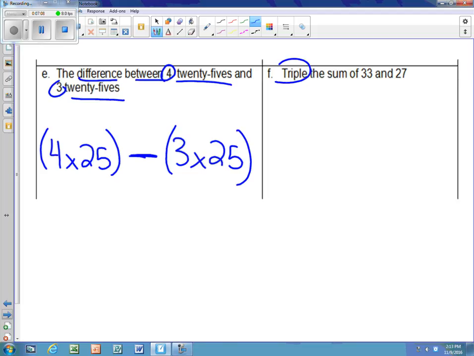This time, triple. Triple means to multiply times 3, finding a sum, which is addition. So 3 times the sum of 33 and 27.